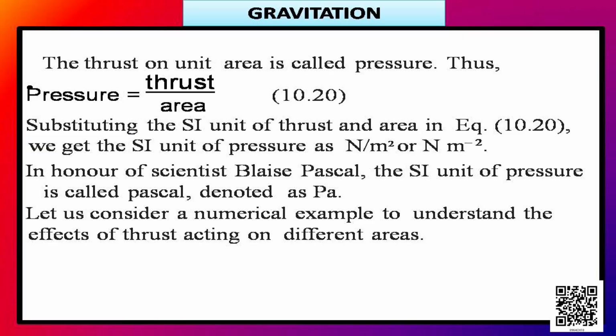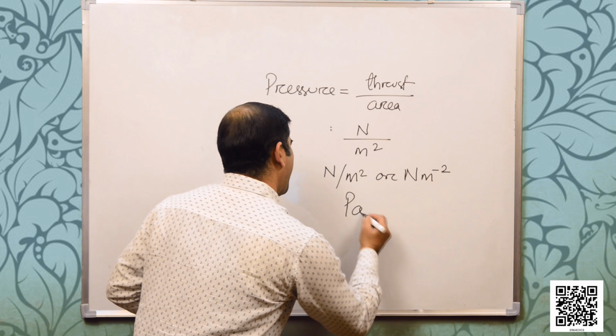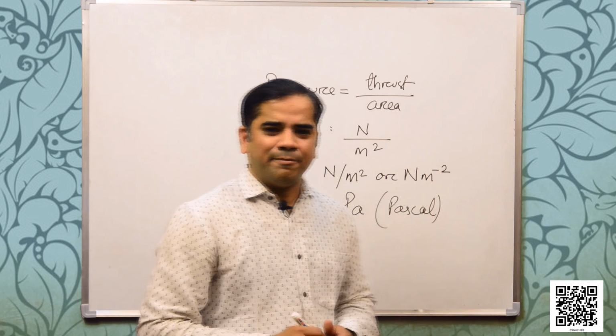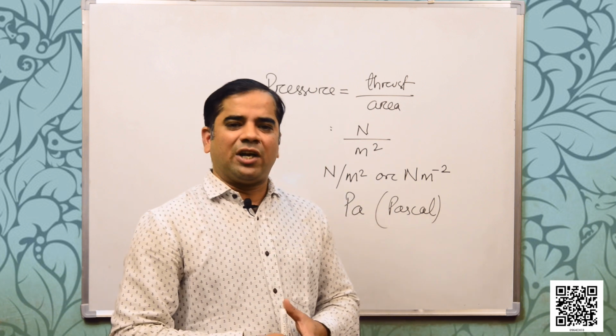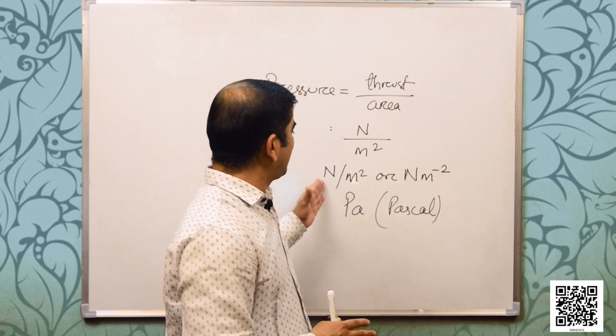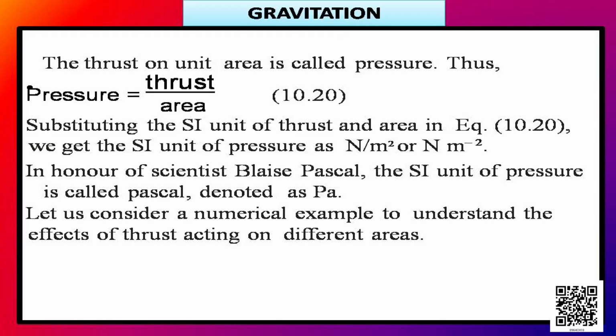In honor of scientist Blaise Pascal, the SI unit of pressure is called Pascal and denoted by Pa. So, what is the SI unit of pressure? That is Pascal, and it is nothing but Newton per meter square. Okay. So, students, let us consider a numerical example to understand the effects of thrust acting on different areas.